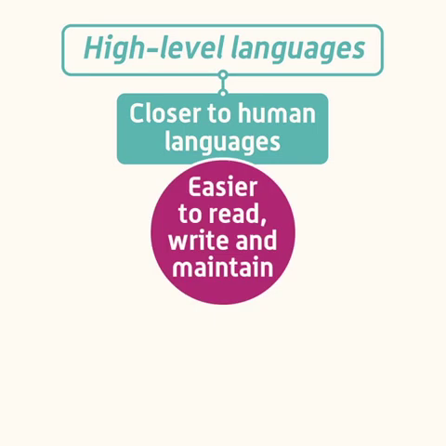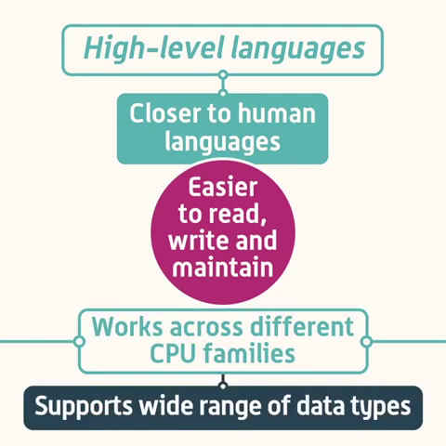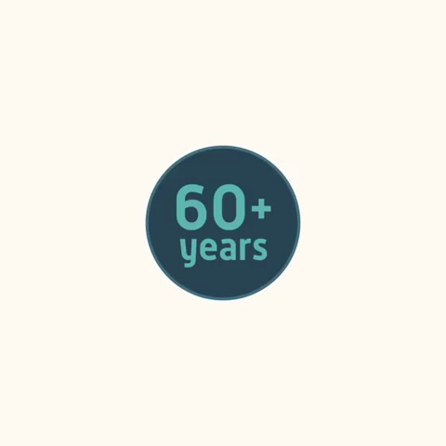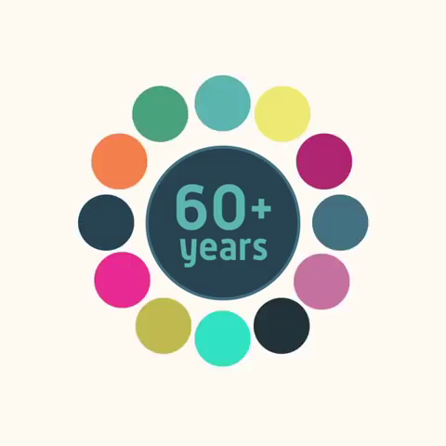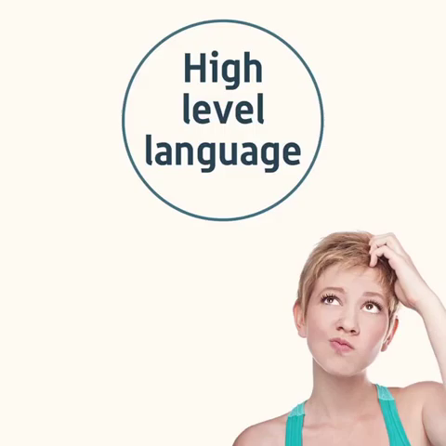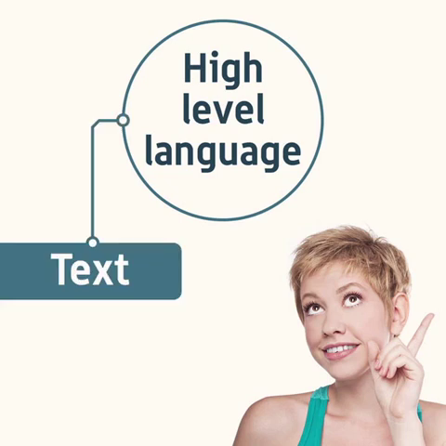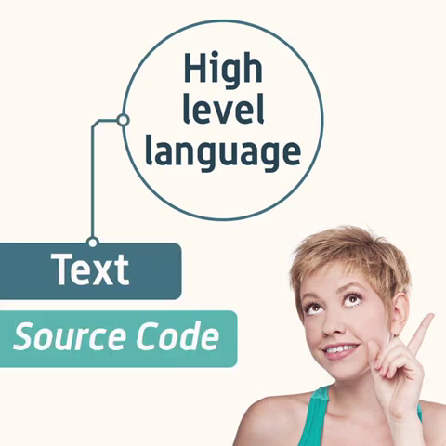Two other key features of high-level programming are that it works across different CPU families and also supports a wide range of data types. High-level languages have been around for more than 60 years, and there are dozens of them. Some popular ones include C, Java and Python. Even if you don't know the precise details of a particular high-level language, it's fairly easy to follow what's going on. High-level code is written as text and is called source code.